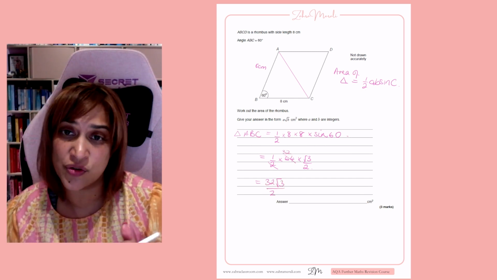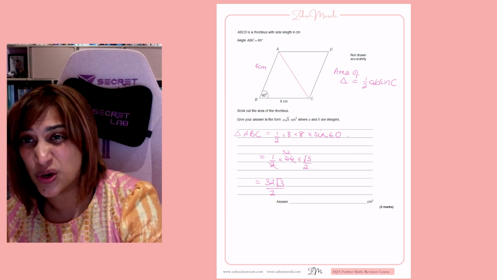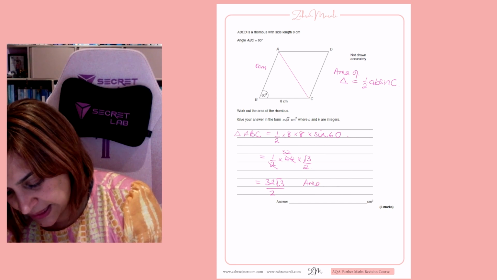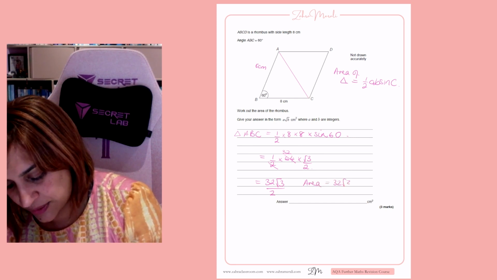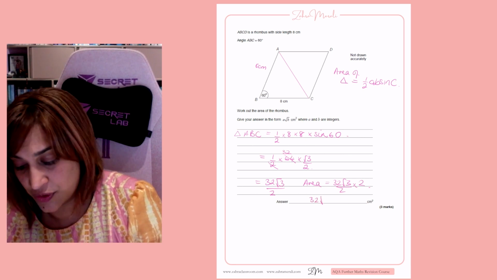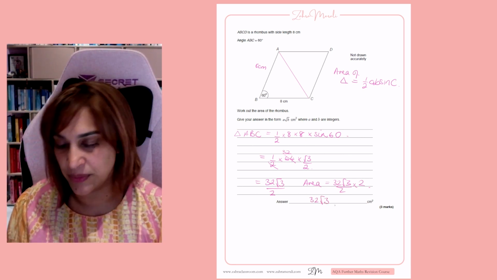But that's just one of the triangles. We've got 2 triangles and they're the same. So we say the area must be double that, 32 root 3. You could say times 2 and then 32 root 3, which is in the form that they're looking for.